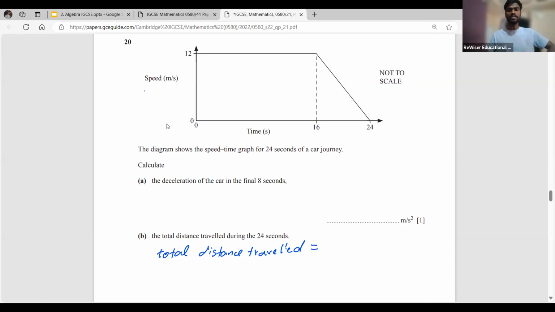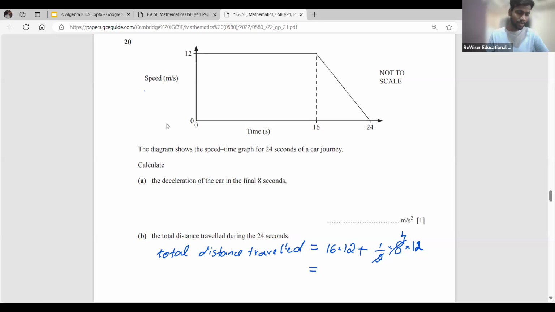The area of the rectangle: the height is 12 and the width is 16, so it's going to be 16 times 12. Then plus the area of this triangle, which is half into base into height, which is half into 8 into 12. This is something we have to calculate. The 2 ones are 2, 4s are, it will get cancelled out.